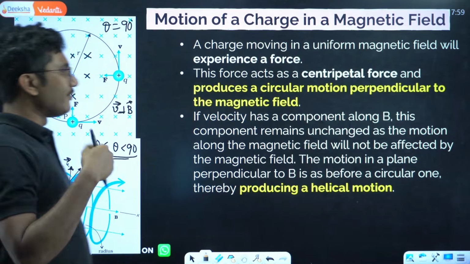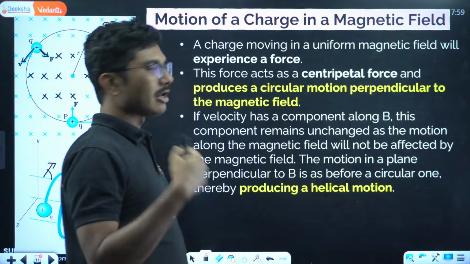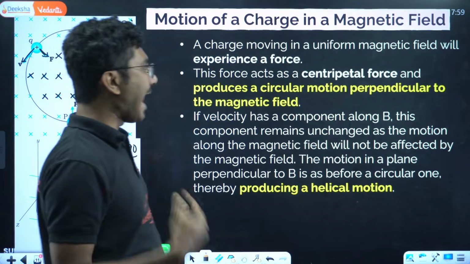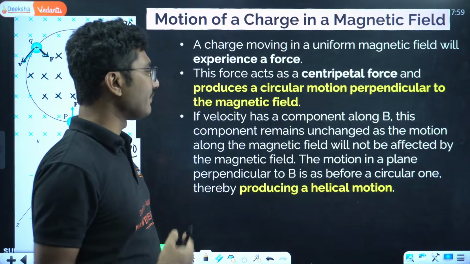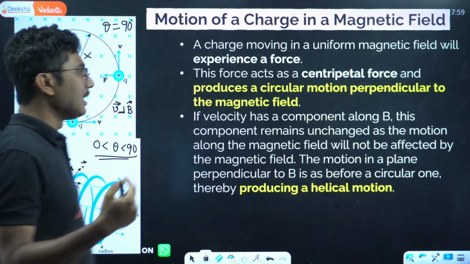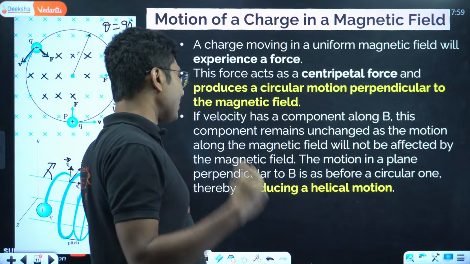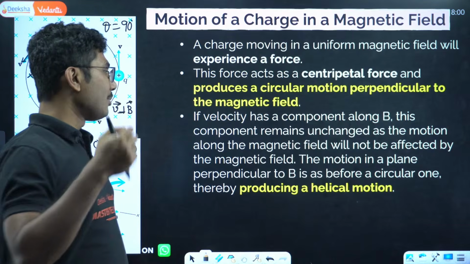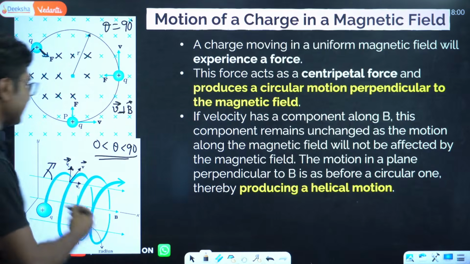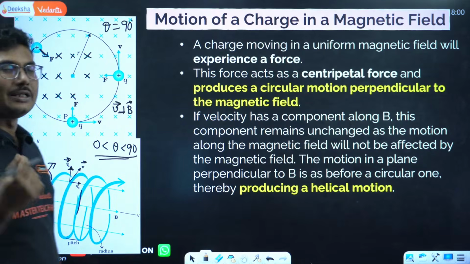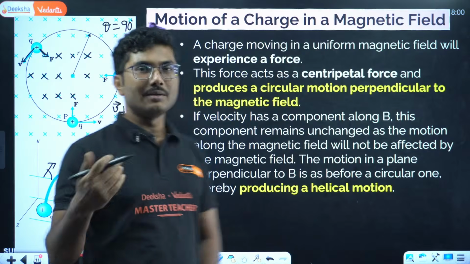If the velocity has a component along B, this component remains unchanged, as the motion along the magnetic field will not be affected by the magnetic field. The motion in a plane perpendicular to B is a circular one, thereby producing a helical motion. So there is a circular motion and there is a straight line motion. Combining these two motions gives you a helical motion.